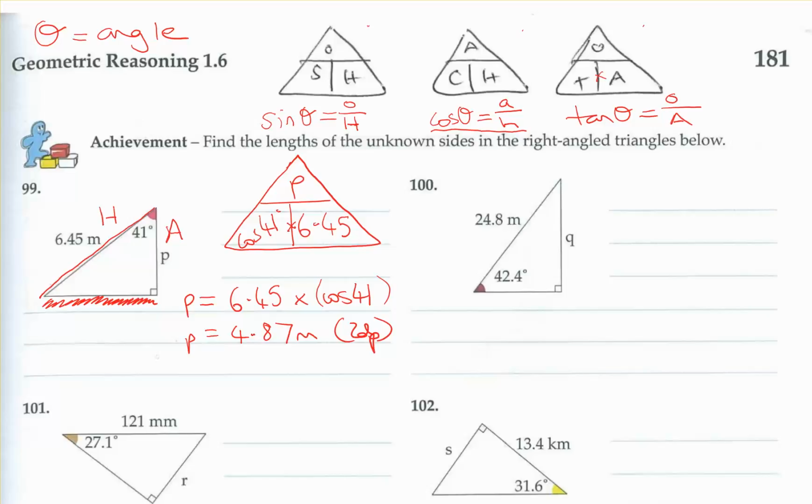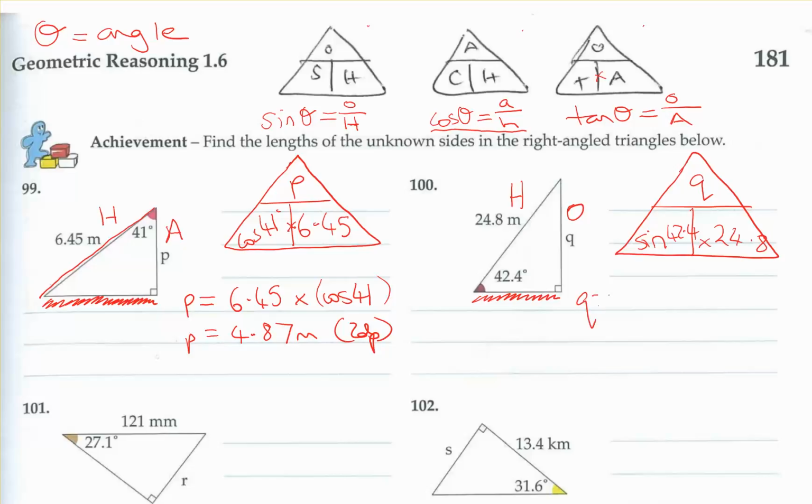Right, question 100. Let's start by labelling the sides. So I've got the hypotenuse again, which is always opposite the right angle and the longest side in my right angle triangle. This side is clearly opposite the angle. The third side is not part of the problem, so we'll ignore that, which clearly shows me that I should be using the sine ratio for this one. So drawing our big triangle, sine and the angle in this case is 42.4. Opposite side is q, and the hypotenuse is 24.8, and there's a multiplication sign in between.